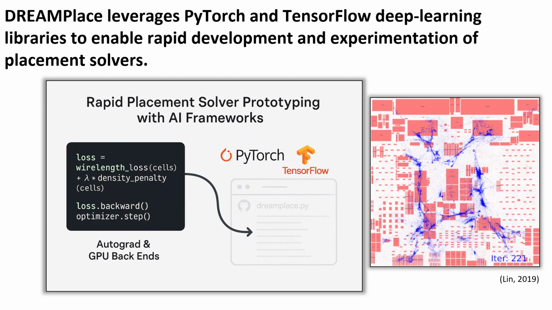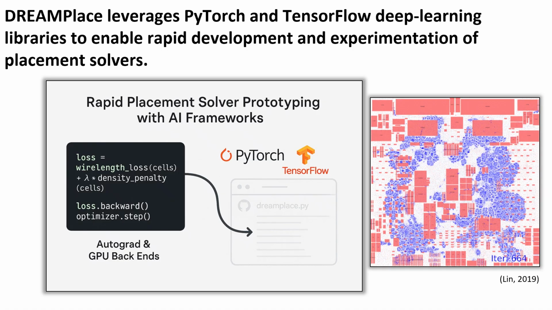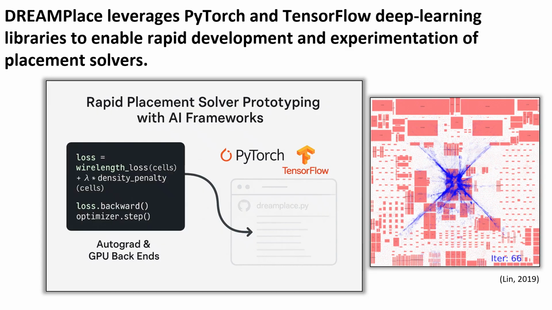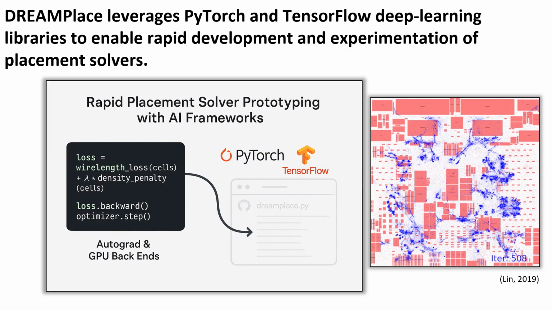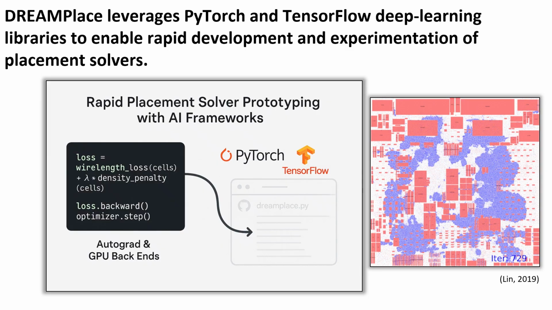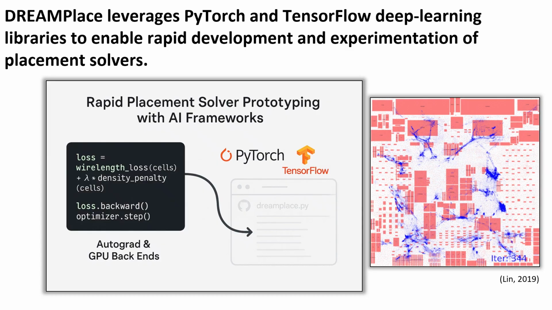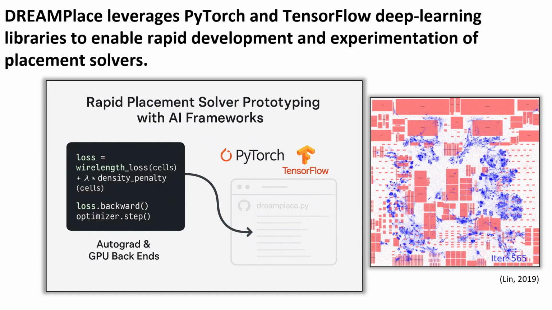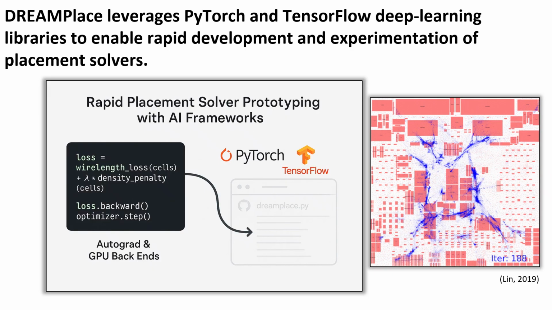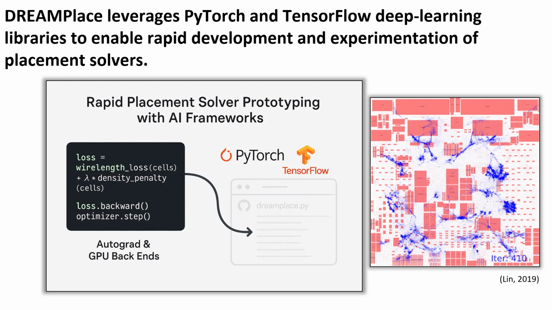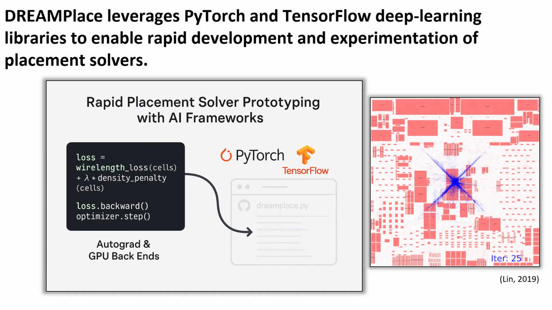DREAMPlace leverages PyTorch and TensorFlow deep learning libraries to enable rapid development and experimentation of placement solvers. DREAMPlace distinguishes itself by treating placement like training a neural network, all in Python. In one line, the combined loss blends HPWL and density overflow. A single loss backward call invokes automatic differentiation to compute gradients for every cell coordinate. And the optimizer step applies those updates in parallel on the CPU.